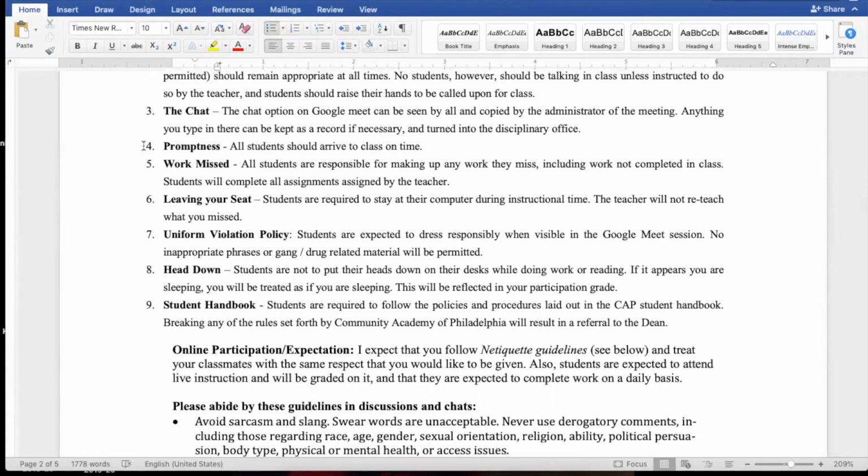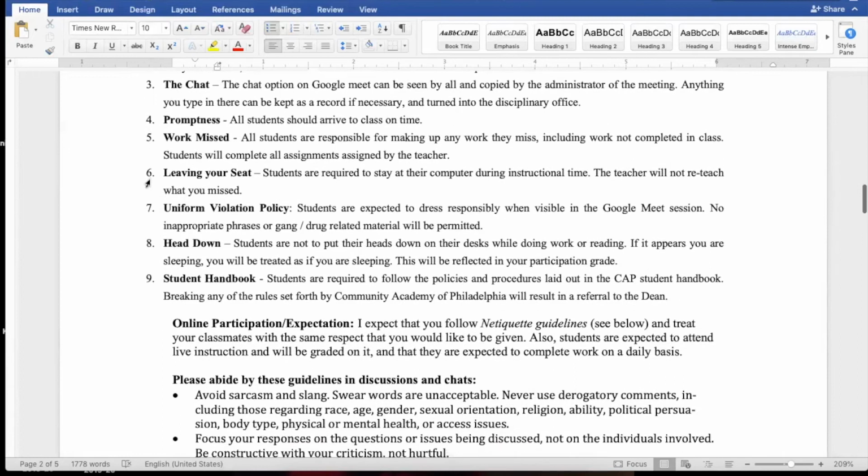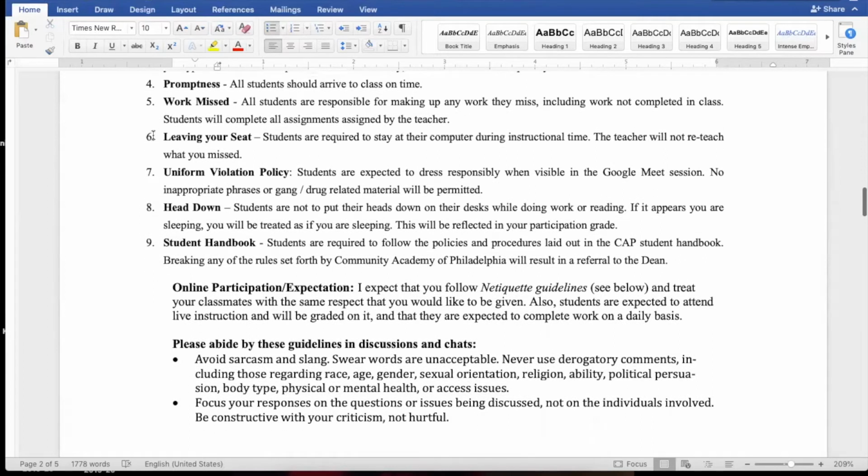Promptness. All students should arrive on time. Right? I know you're at home, but it's still school. Be there on time. Work missed. You are responsible for making up anything you miss. Leaving your seats. Again, I know you're at home, guys, but it's still school. If you're going to get up and walk away, I am not going to repeat what you missed.